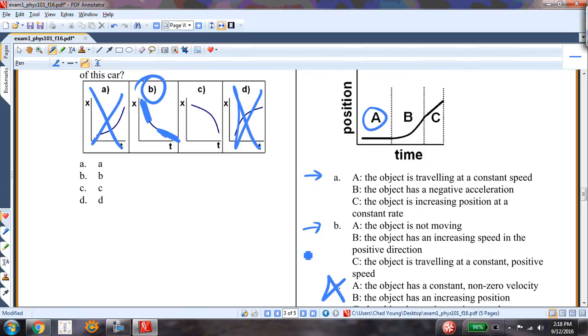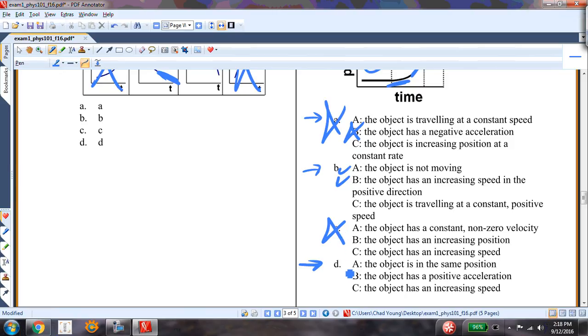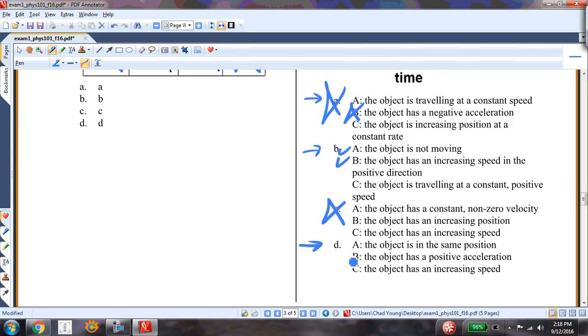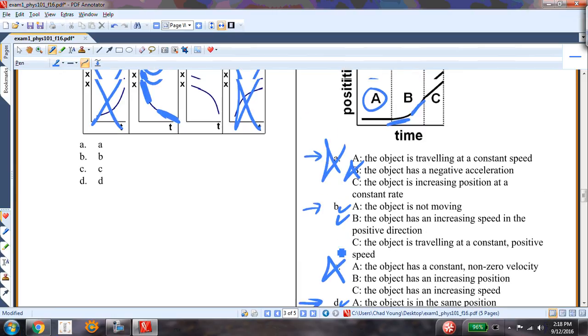All right, let's look at the next one. At B, what is it doing? Well, it's speeding up in the positive direction. Does it have a negative acceleration speeding up in the positive direction? No, it has a positive acceleration, so it can't be A. Let's get rid of that one. Does it have an increasing speed in the positive direction? Yes, it does. So it has A and B. We've already gotten rid of C. The object has a positive acceleration. So we're okay so far. So now we're either looking at B and D.